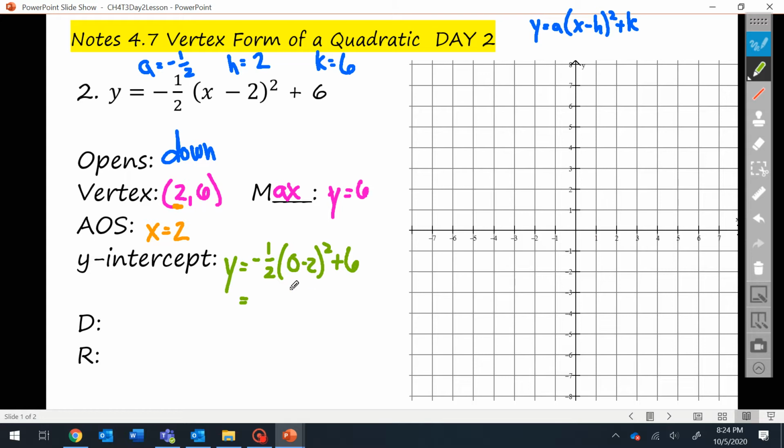Alright, we have to use PEMDAS here. So the first thing that gets evaluated is the parentheses. So that's (-2) to the second power. 0 minus 2 is -2. Next, (-2) squared, the exponent gets evaluated. So (-2) squared is 4.